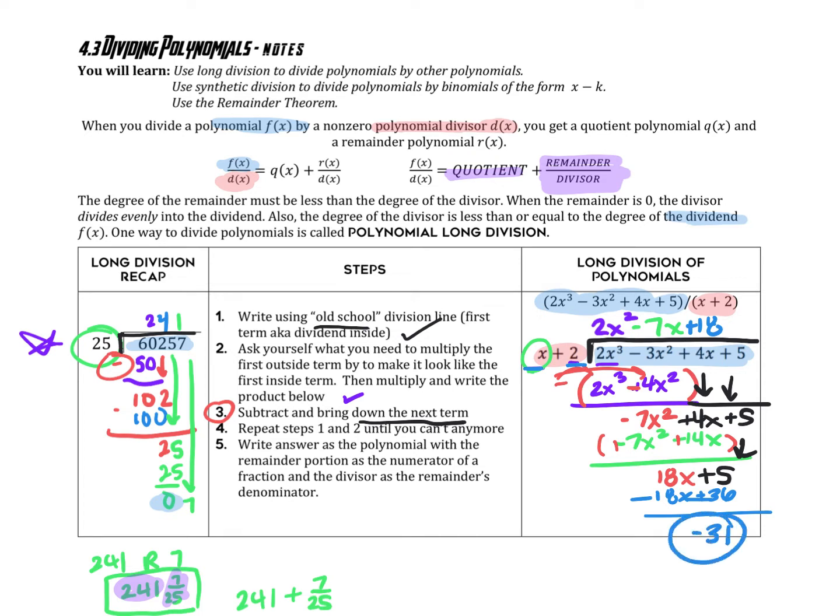So here's my remainder, and here's how I write my remainder. I always write plus. The negative is going to go in the numerator, right? I'm saying plus the remainder over the divisor. So the remainder is negative 31. The divisor, the thing I was dividing by, is x plus 2. So when I divide those two polynomials, this is what I get. All right, let's practice that process on a couple more problems.